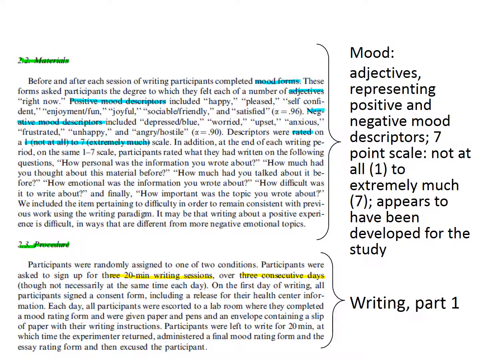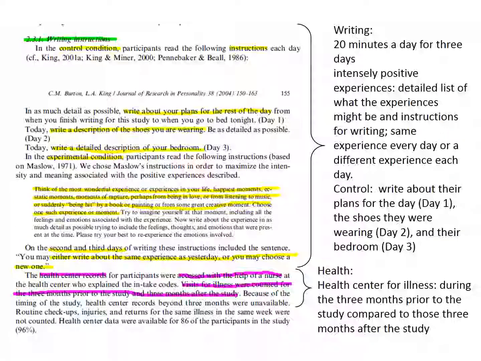This is an example of where a citation isn't included, so we can assume the authors developed the measure for this study. We still have two more variables, so we'll continue skimming the method section. In the procedure section, we find the first mention of the writing manipulation, where we learn that they operationalized it in terms of writing for 20 minutes a day for 3 consecutive days.